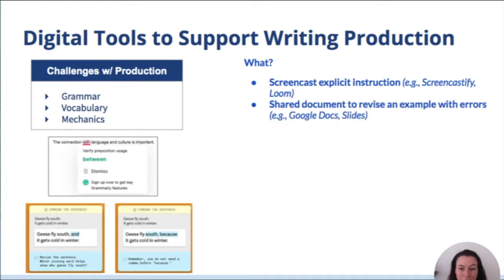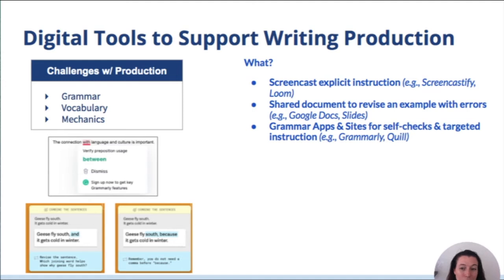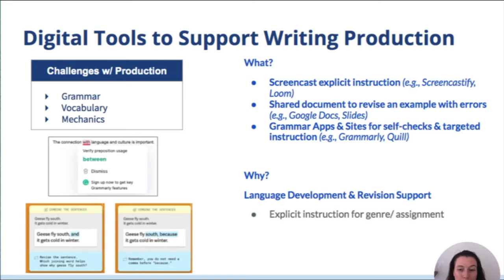Teachers can also provide an example with grammar errors or vocabulary or mechanics errors and have students work on the collaborative document to revise based on the explicit instruction. Grammar apps and sites for self-check and targeted instruction can also be incredibly helpful, like Grammarly or Quill. So this supports students' language development and revision support, can help provide explicit instruction for the type of grammar forms or vocabulary that will be required of the genre or the assignment.